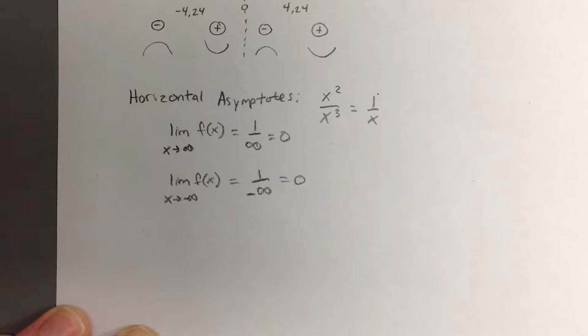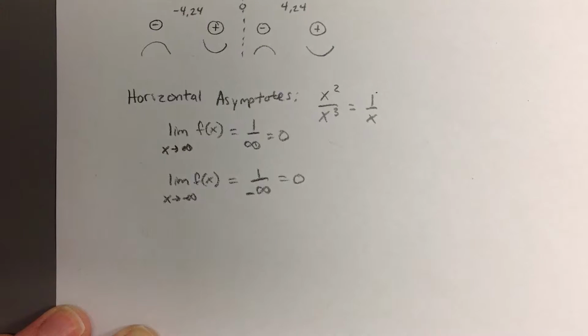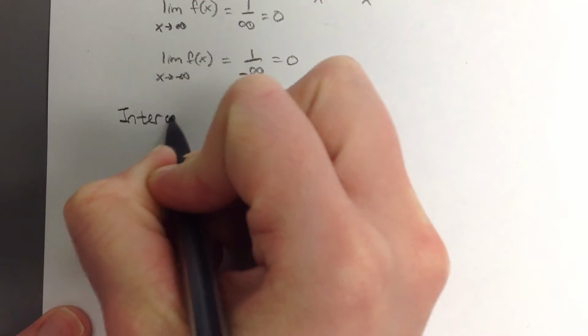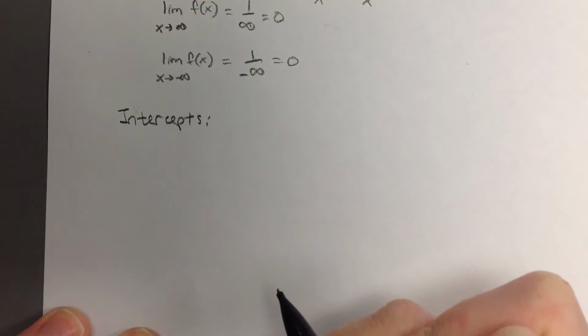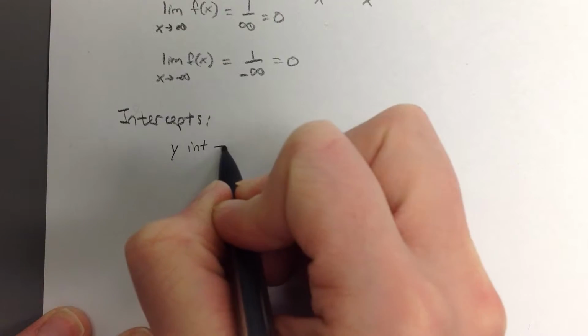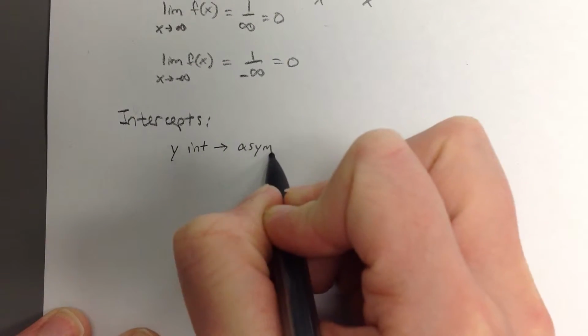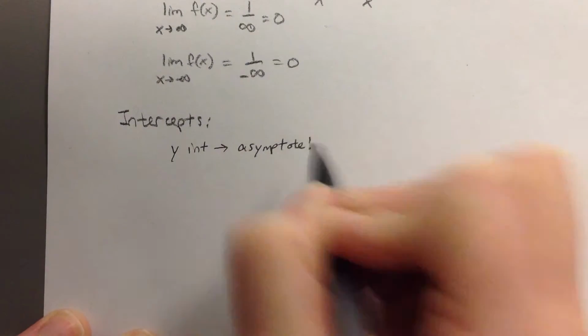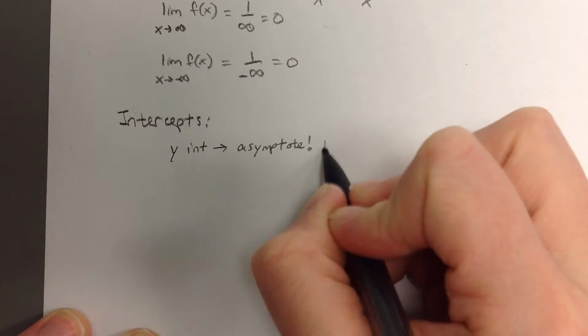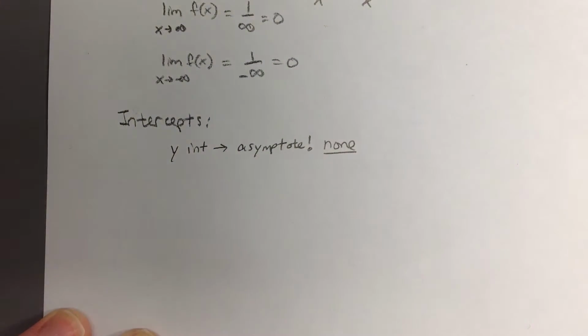So stuff's happening in the middle of this function near the asymptote, but at the very, very far reaches, it's just going to 0, so it's going to flatten off. Last thing we did is we talked about the intercepts. We talked about in class yesterday that there is no y-intercept because of the asymptote.